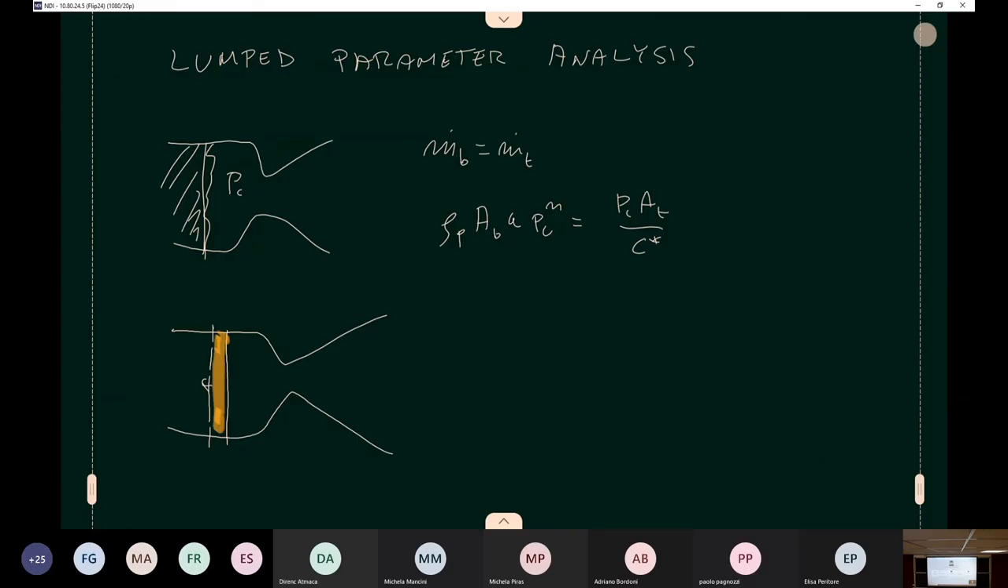So we should keep this into account and say that in this time delta t, we have consumed a given amount of propellant, so it means that we have some mass, which is delta m_b, and this mass in part has been used to fill this volume, and in part, of course, has been expelled from the chamber. So better, we say that this is the chamber volume, and we have that something is coming from.